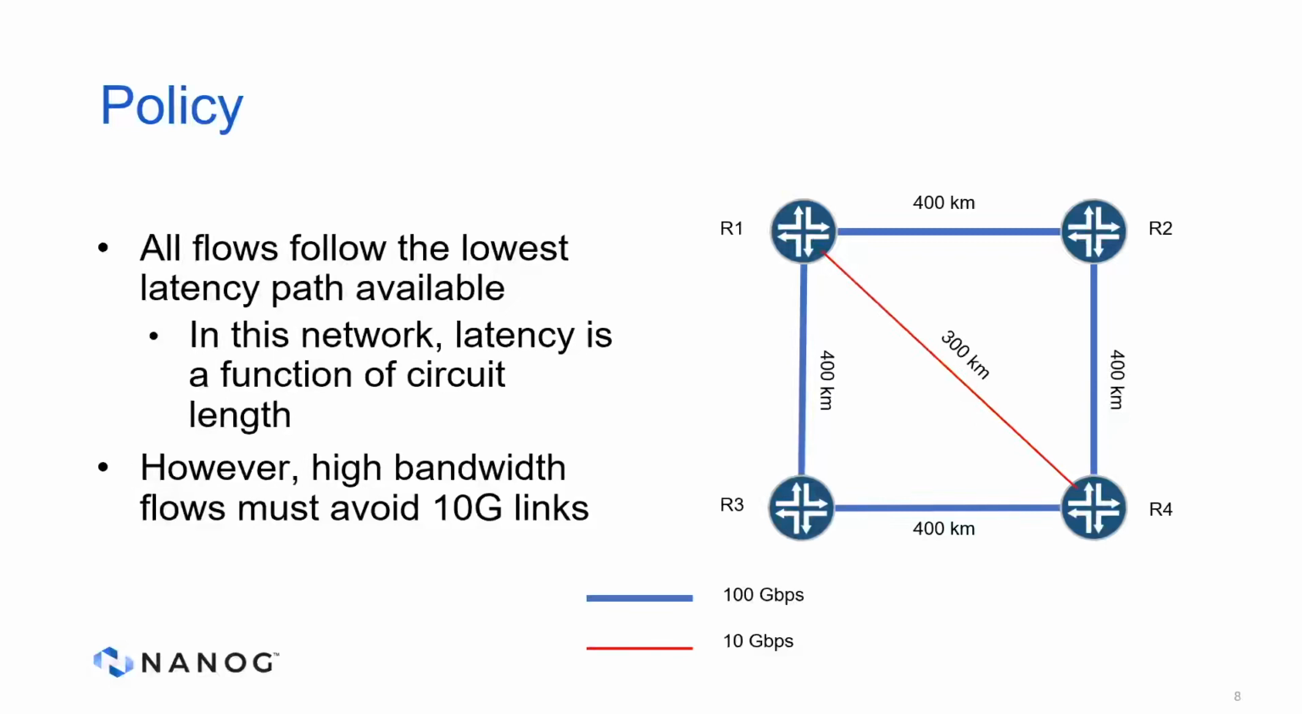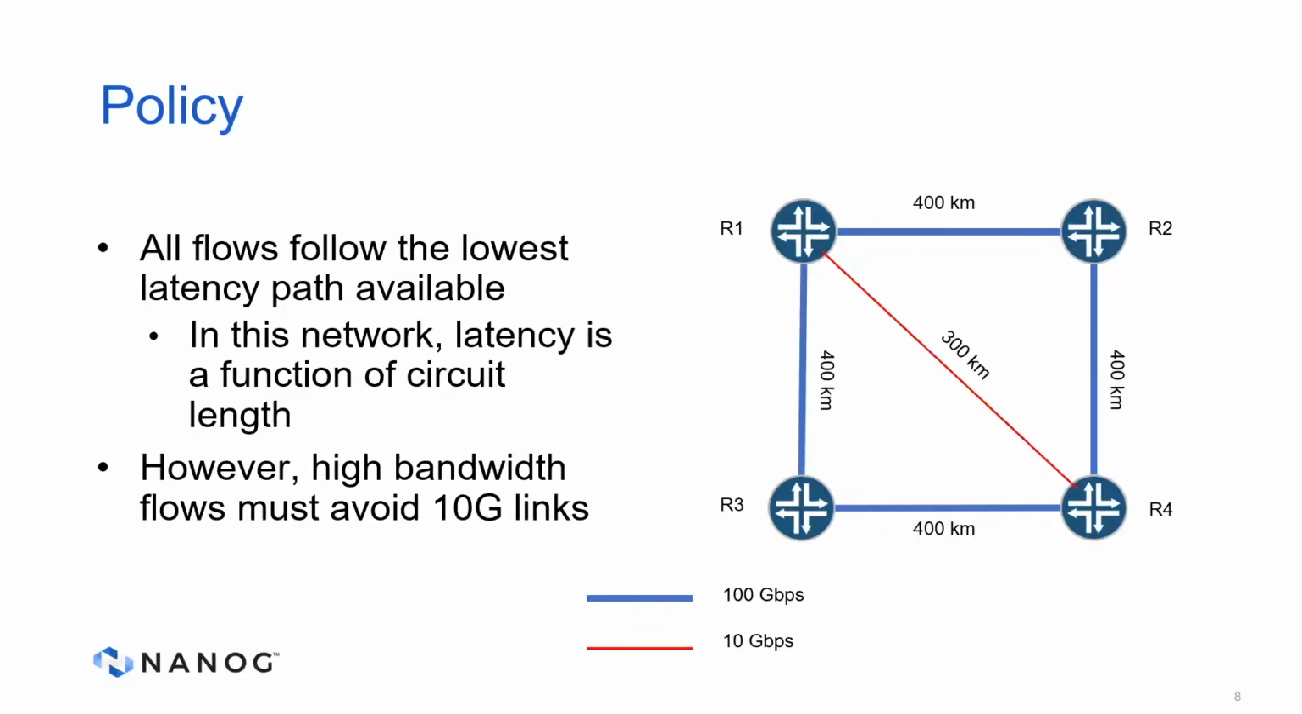And in this diagram on the right, it shows the latency as a function of circuit length. We can see that R1 to R2 is 400 kilometers, and that will be represented with a metric of 400. And then R1 to R3 is 400 again, and R1 to R4 is 300, and that will be represented using a metric of 300. And we can also see the link colors here, blue links and red links. The blue links are 100 Gbps links, and then the red link is a 10 Gbps link.